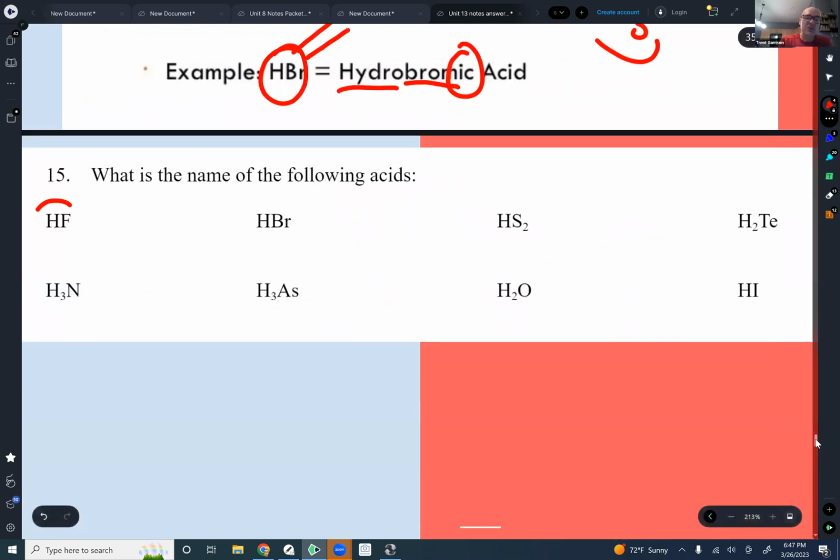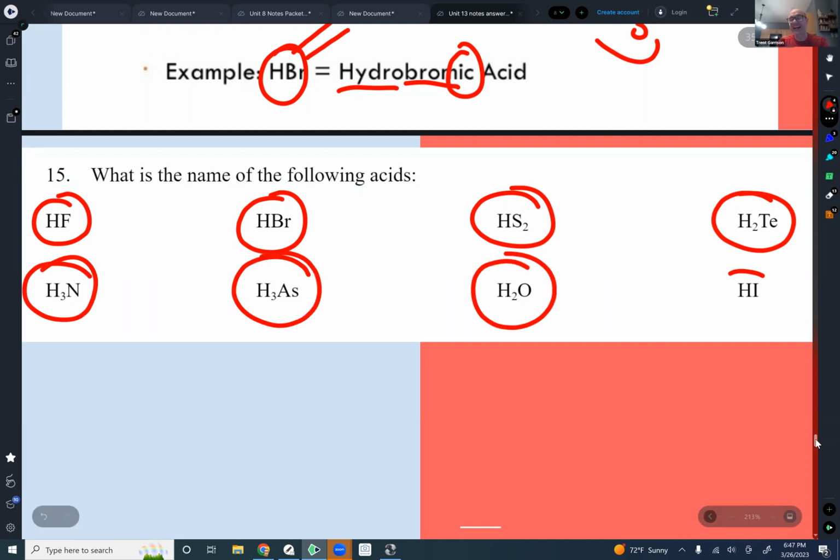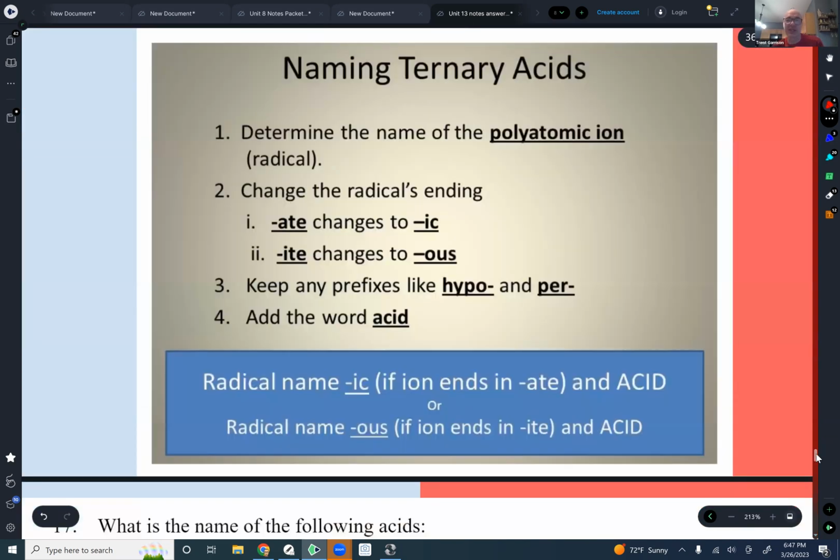All right, so a few examples. Again, here's hydrofluoric, hydrobromic, hydrosulfuric, hydrotelluric, hydronitric, hydroarsenic. Oh, this is tricky. You want to say water, it's hydroxic, and hydroiodic. All right, now what if we have ternary?